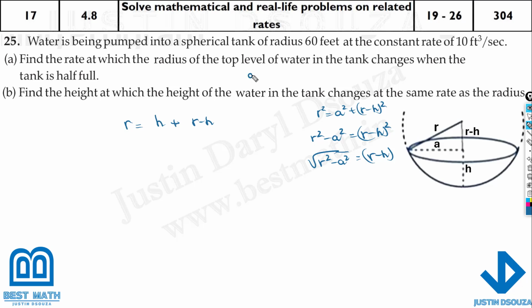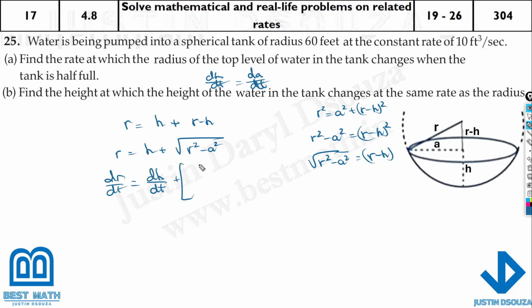Why do we do that? Because we need dA by dt to be equal to dh by dt. That is the condition given to us. Now what I'll do is, r is equal to h plus the square root of r squared minus a squared. Let's differentiate both sides with respect to time. We will get dr by dt is equal to dh by dt. And then what about this? Here we have a, that is a variable. Though this r is a constant, we have to differentiate it.